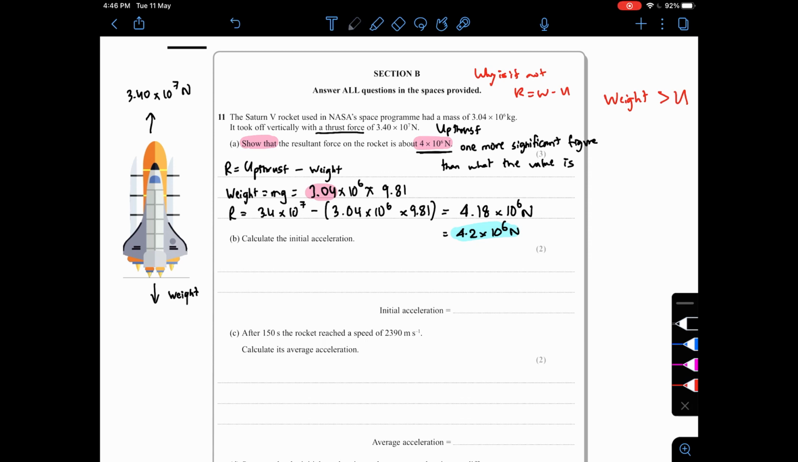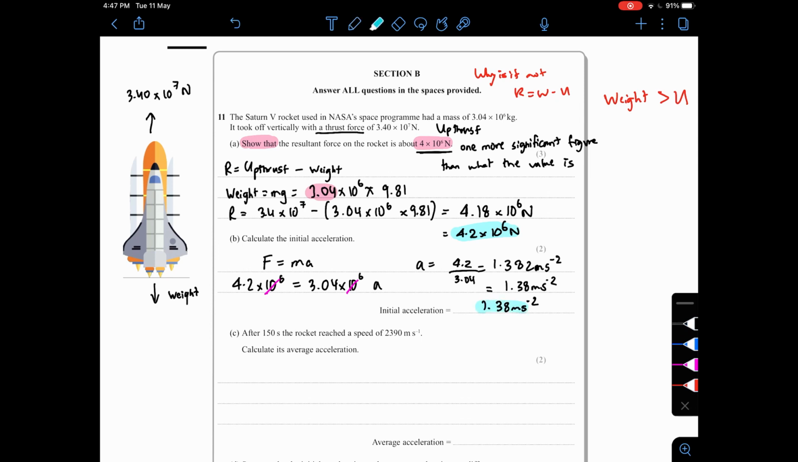All right, so calculate the initial acceleration. Now the only formula I can remember that relates the force and acceleration is F equals ma, right? Now which force are we going to use? We're going to use what we just calculated, right? So 4.2 times 10 to the power 6 equals mass, which is 3.04 times 10 to the power 6, times a. So a would be, you can see that both 10 to the power 6 cancel, right? So you're left with 4.2 divided by 3.04. And the answer should be 1.382 meters per second squared. And we usually round acceleration to 3 significant figures, so 1.38 meters per second squared is your answer.